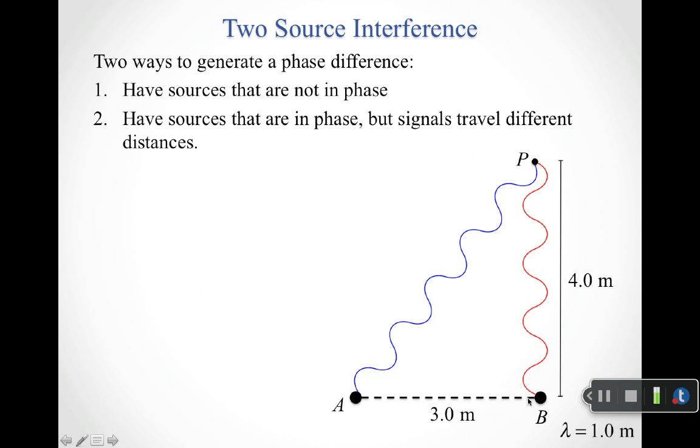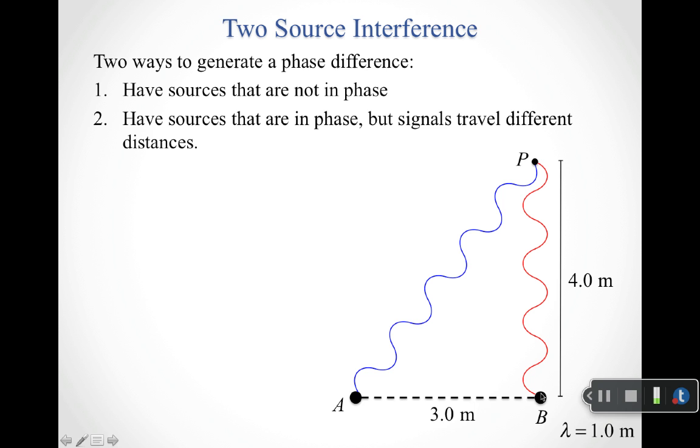So here, if I've got source A and here I've got source B, and if they're not in phase, then I'm probably going to end up with a phase difference between my two waves. But the one that we're going to focus on is actually the second one. So I'm going to have two sources that are in phase, but their signals are going to travel different distances.